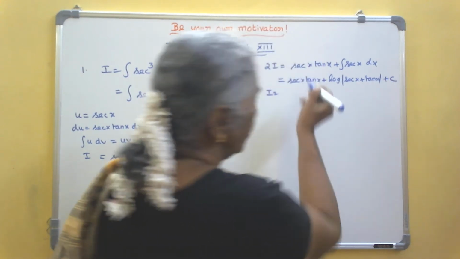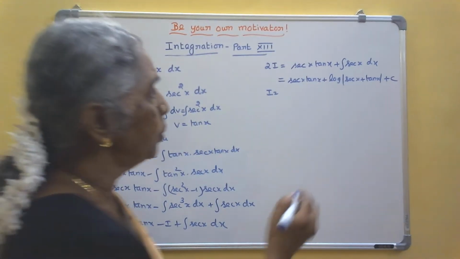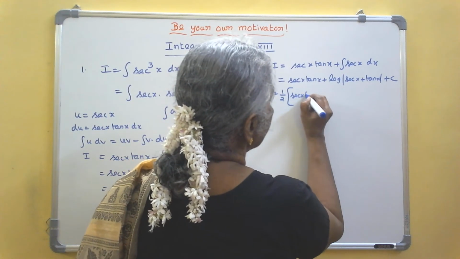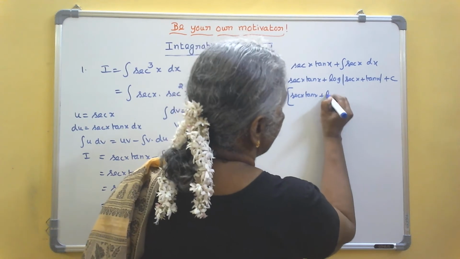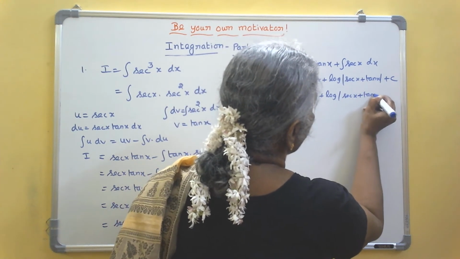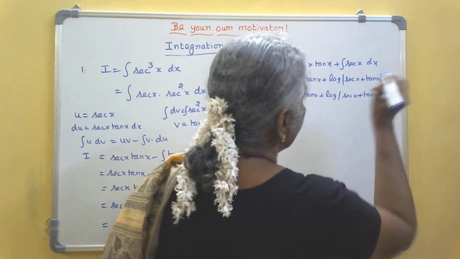I is equal to, bring the 2 here as 1 by 2. So you will be getting 1 by 2 secant x tan x plus log mod secant x plus tan x plus c.